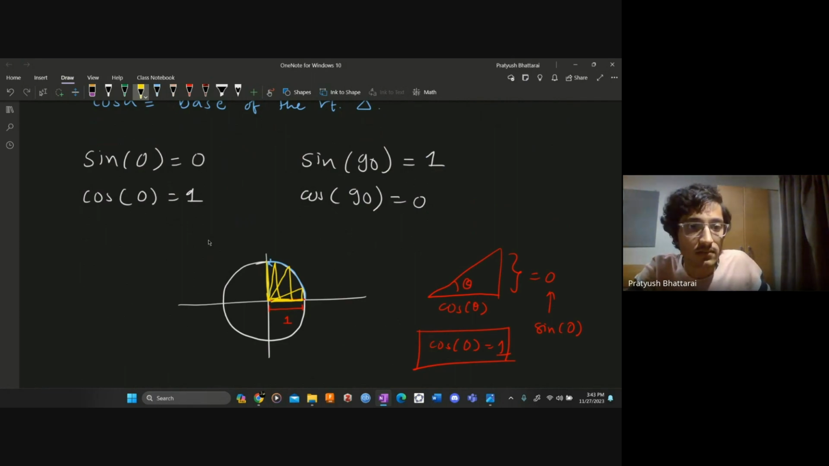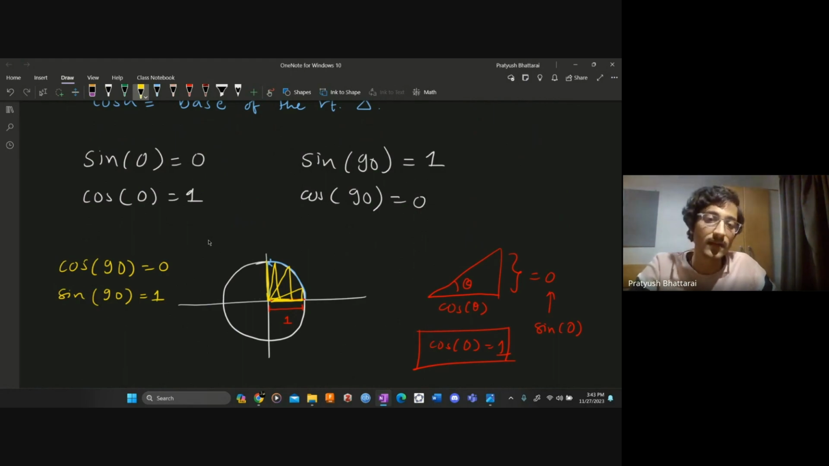Because we know that the base is defined to be cos of theta, we know cos of 90 is 0. And by a similar argument, sine of 90 is 1, because it's just the radius of the circle. You can think of angles that are more than 90 degrees as well, and feel free to do so, but I think that would be a bit long for our introduction.